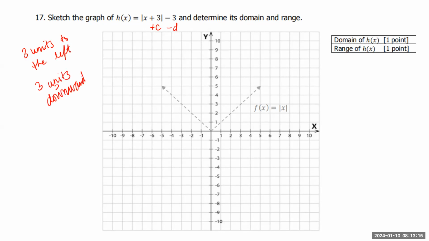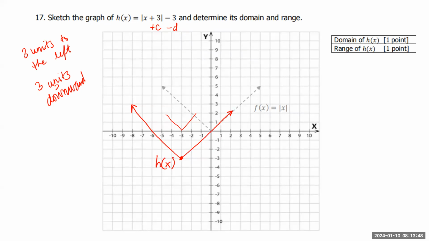So how do we do that? So again, we start from our parent function. 3 units to the left, so nandito na siya. And then 3 units pa downward. So our vertex would be here. Okay? Then just copy as is yung function natin. So straight line dito. Yan. Then straight ulit dito. So this is our h of x.